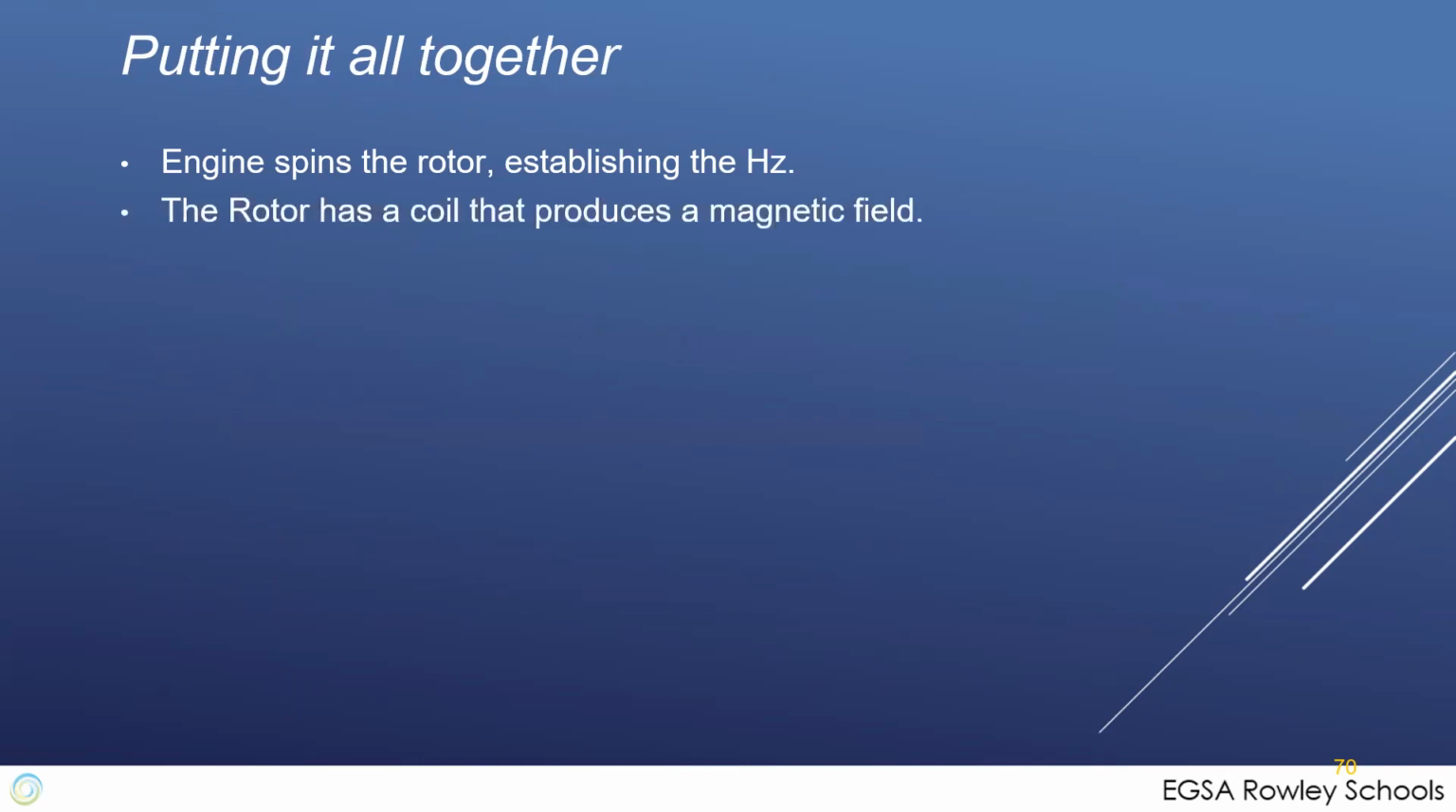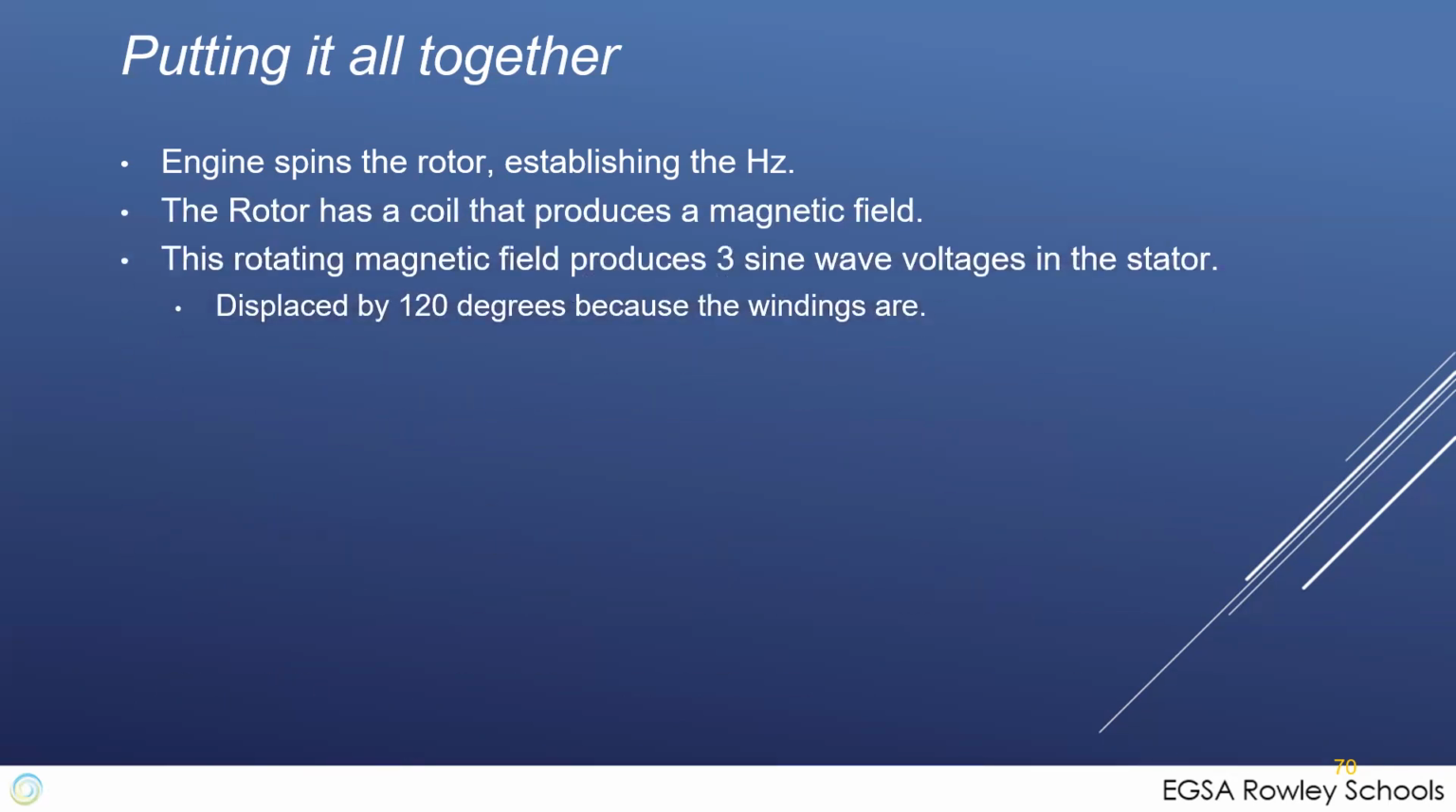Okay, continue putting it together. Conceptually now, tune in. The engine spins the rotor, establishing the frequency. For practical considerations, we're going to say that speed is fixed. We know it's not in the real world, but for right now, we're going to say that speed is fixed. The rotor has a coil that produces a magnetic field that produces 3 phases on the stator because it's displaced by 120 degrees. So now we've got the spinning magnet spinning past copper conductors in the stator, producing the 3-phase sinusoidal waveforms.